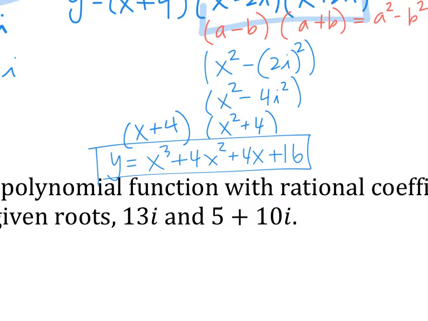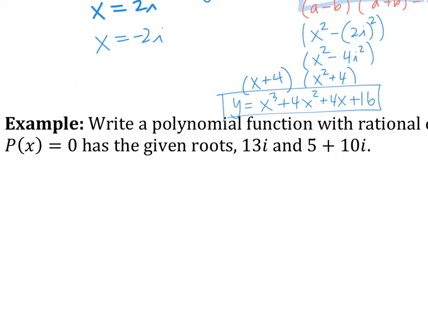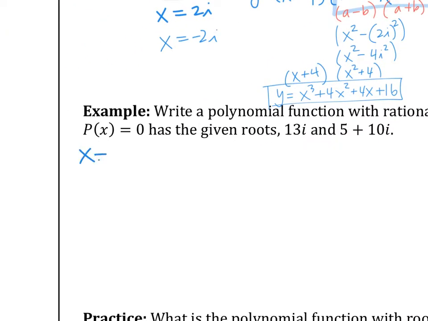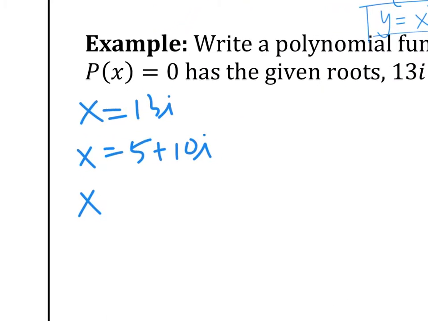All right. Let's try another one. So this time, you are going to write the roots, and then we'll do the polynomial together. Okay, so you are given x equals 13i and x equals 5 plus 10i. Go ahead and find the other two missing roots. All right, Andy, give me one of the other roots. 13i. Well, 13i is already in the problem.